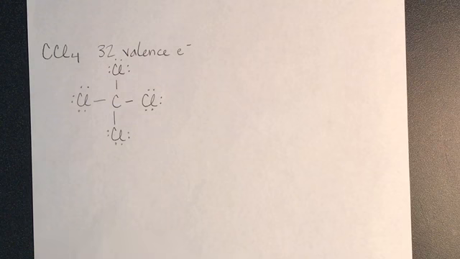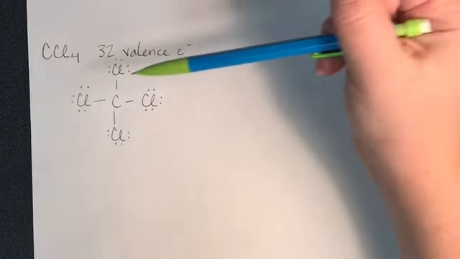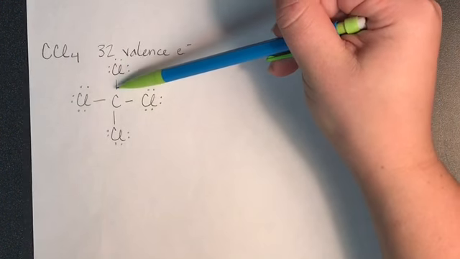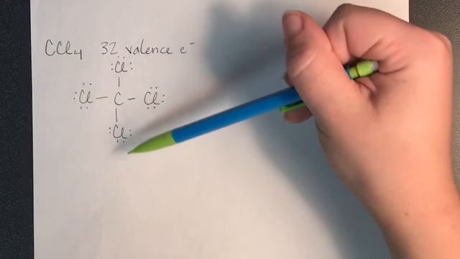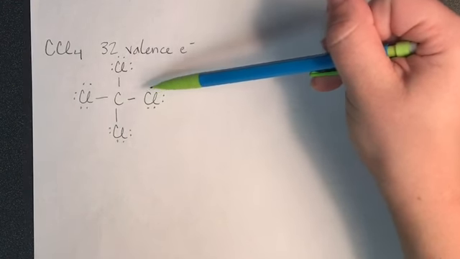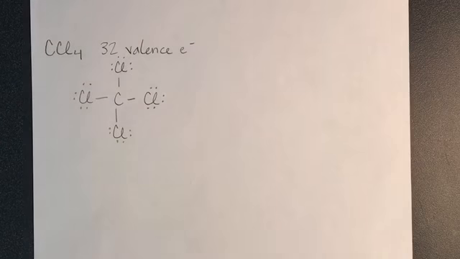Next, we are going to look at CCl4. This molecule has 32 valence electrons, and as you can see, the Lewis structure has 2, 4, 6, 8, 10, 12, 14, 16, 18, 20, 22, 24, 26, 28, 30, 32 valence electrons.